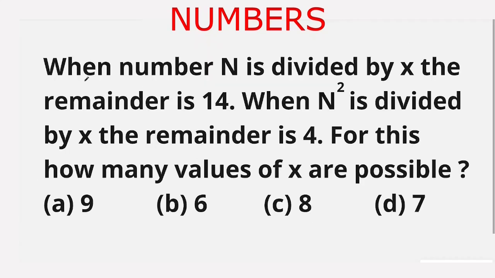Our question is, when number n is divided by x, the remainder is 14. When n square is divided by x, the remainder is 4. For this, how many values of x are possible? The given options are option A 9, option B 6, option C 8, option D 7.